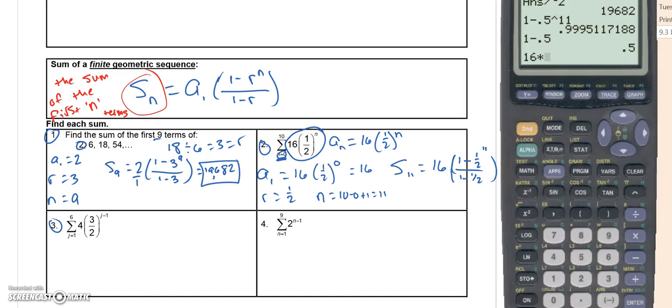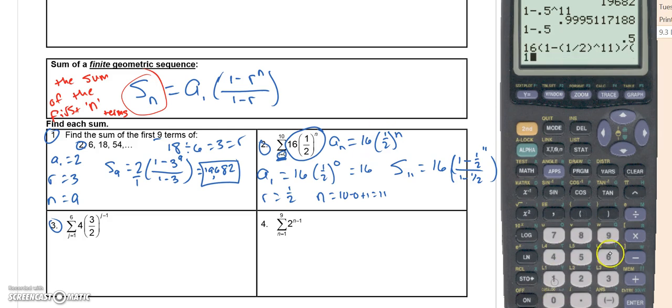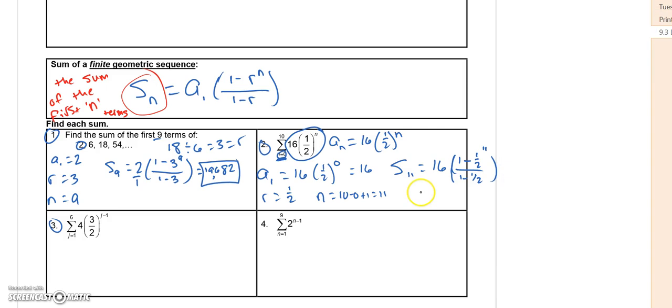Okay, so if you're really good with your parentheses, we can just plug in as we see it. So 16 times 1 minus 1/2 to the 11th, divided by 1 minus 1/2, and we get 38.984. I'm actually going to turn that into a fraction, and we get 2047 over 64.